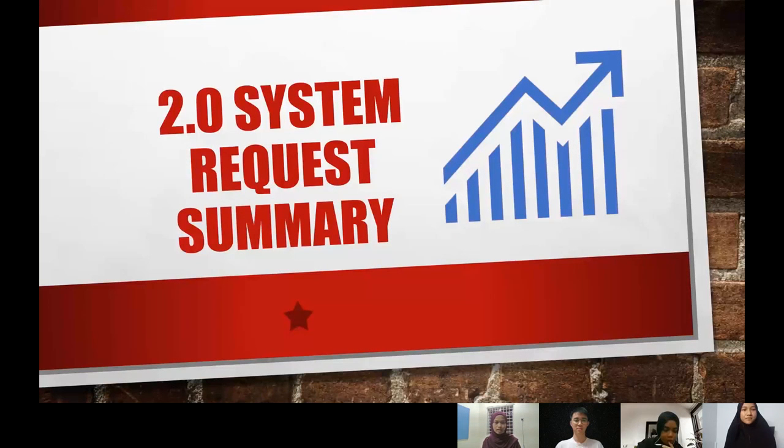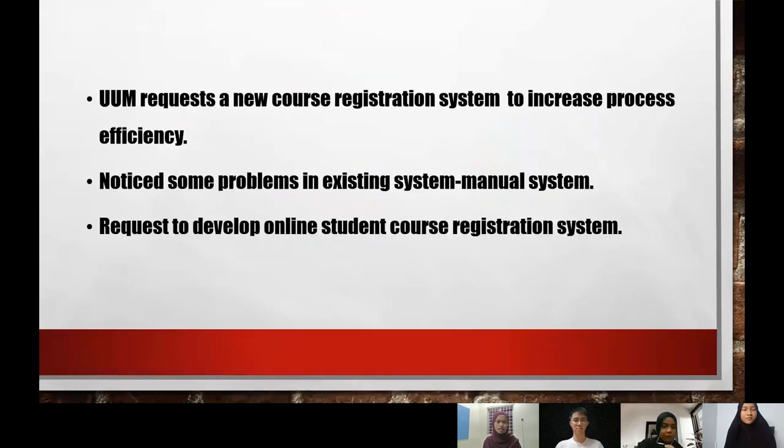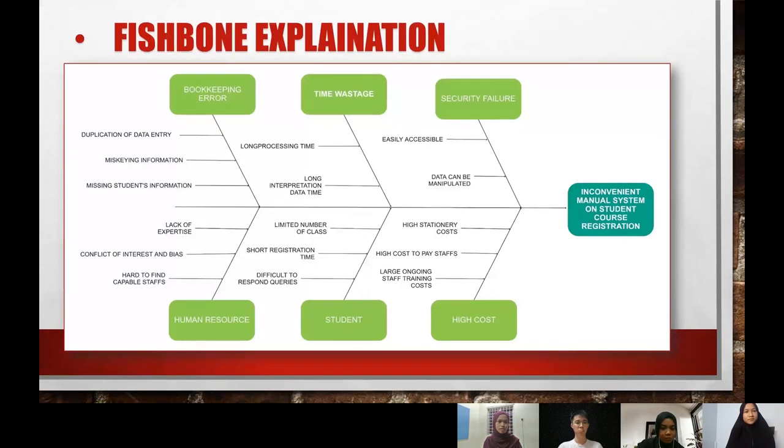Basically, this request is to fulfill our client's needs for a new course registration system to increase process efficiency. They had noticed some problems in the existing manual system. Thus, UUM requested to develop an online student course registration system to reduce these problems. This fishbone diagram indicates all the problems being faced by our client.